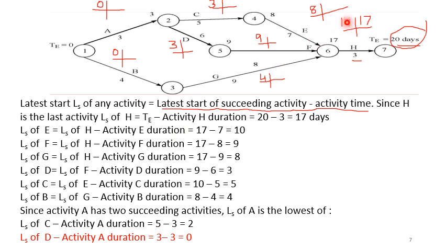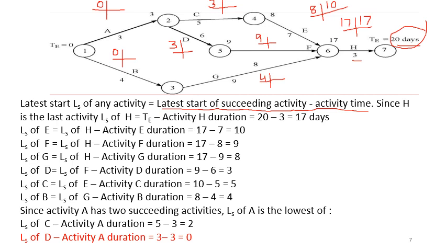So if I have to calculate now the latest start of E, it will be the latest start of H, that is 17, minus the activity time of E, 7. Again, the latest start of E will be the latest start of the succeeding activity H, that is 17, minus the activity timing of E. So LS of E is equal to LS of H minus activity E duration, that is 17 minus 7 is equal to 10. This will be the latest start of E.